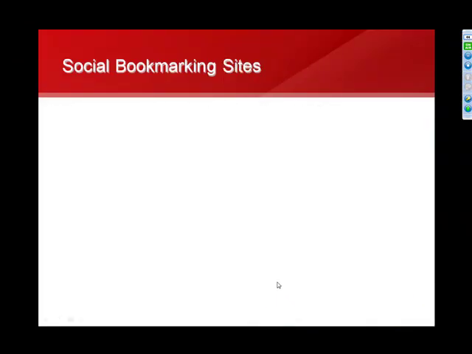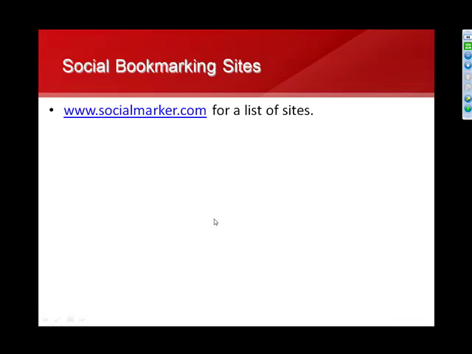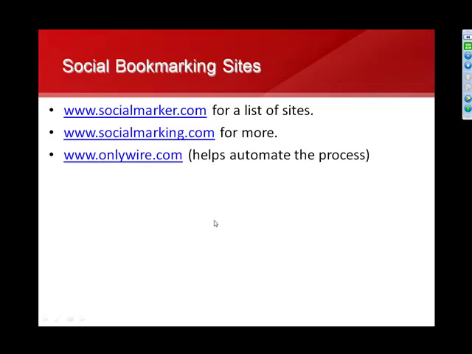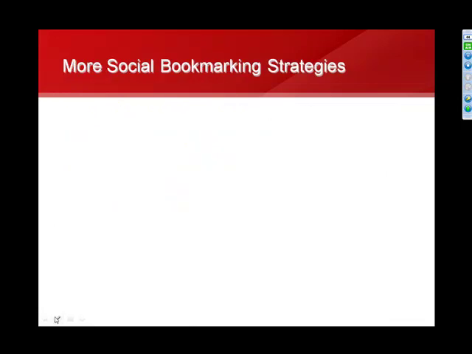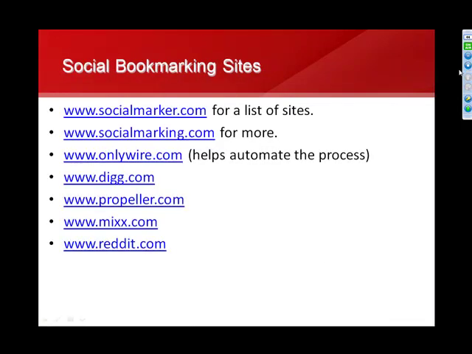But let me jump back here and show you another site. Socialmarker.com has another list of sites, and Social Marketing, like I said, has more. And then onlywire.com has a list of sites, but it also helps you automate the process. And then here's another couple of social bookmarking sites to consider. I'm going to come back to this slide here, so don't worry about writing this too fast. I'm going to actually show you right now live how you can go ahead and start bookmarking.